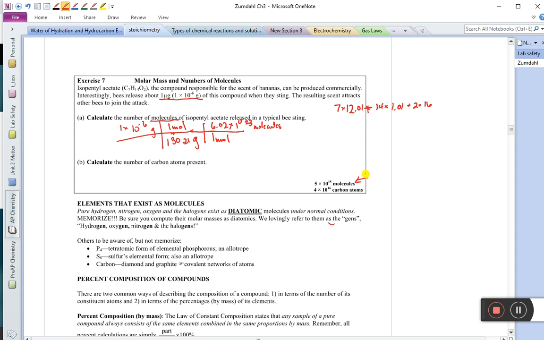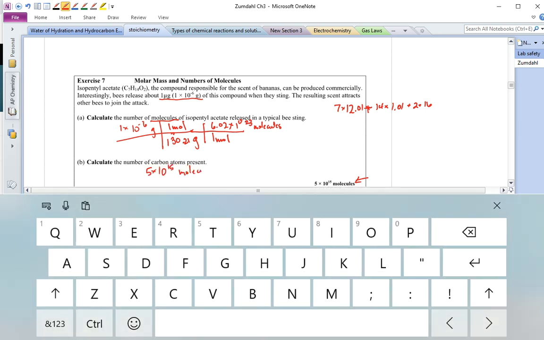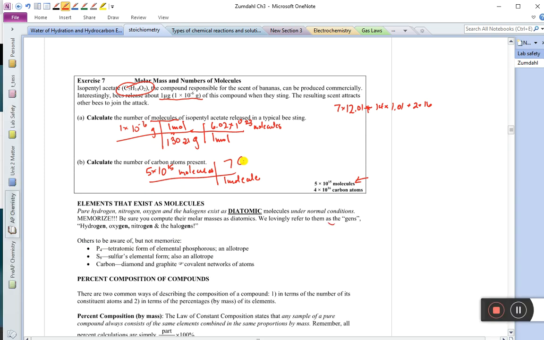Once we know our molecules, we could also calculate the number of atoms. So this is telling us that we have 5 times 10 to the 15th molecules. If we look at our formula, how many carbons are in a molecule? 1 molecule of this compound contains 7 carbons. So you take the answer you just got and multiply it by 7.